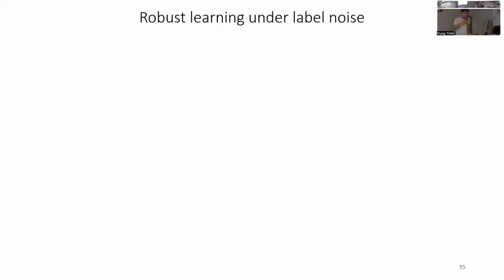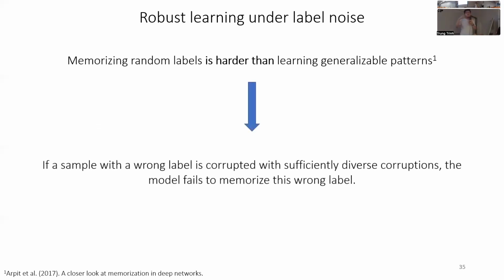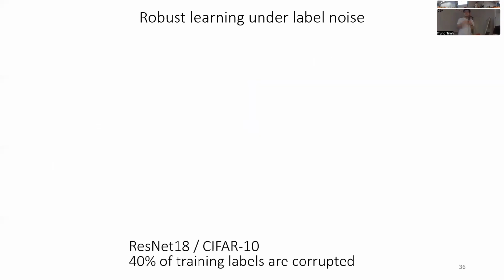And here we also suspect that our method provides improved learning under noisy labels. Since previous studies have shown that it is harder to memorize random labels than learning generalizable patterns, we theorize that if we corrupt a training sample with a wrong label with sufficiently diverse corruption, then the model will fail to memorize the wrong label. So to test this theory, we will train a ResNet-18 on the CIFAR-10 dataset, where we take 40% of the training samples and flip the label of those training samples.